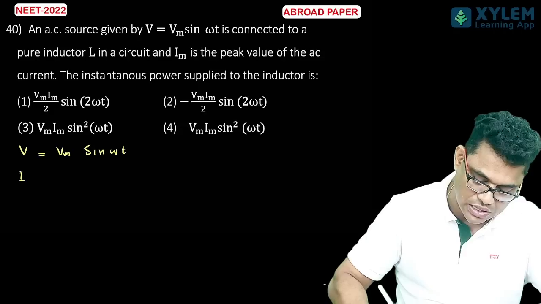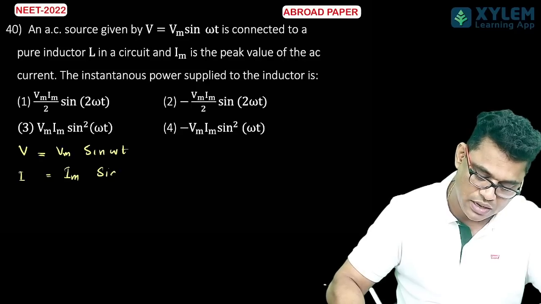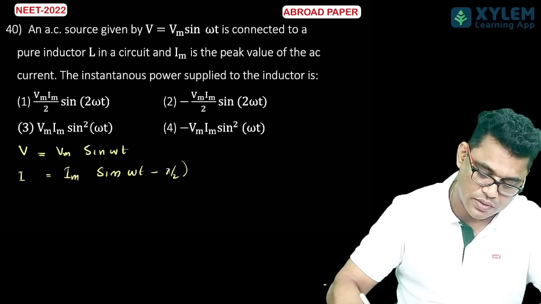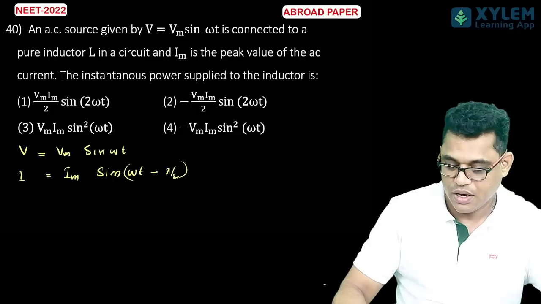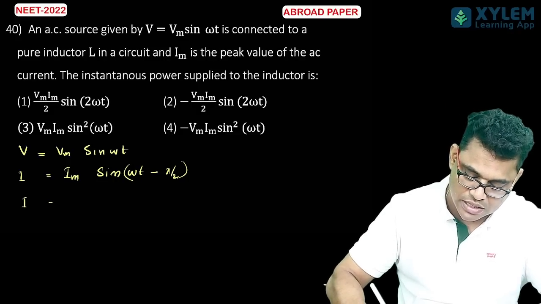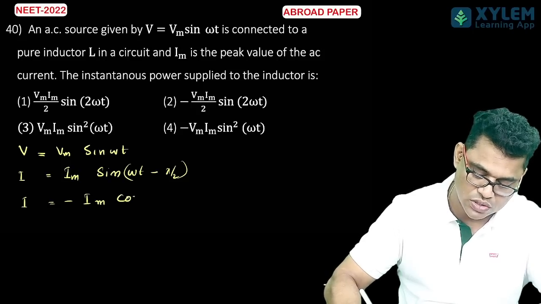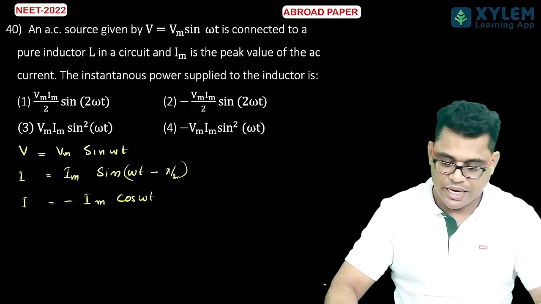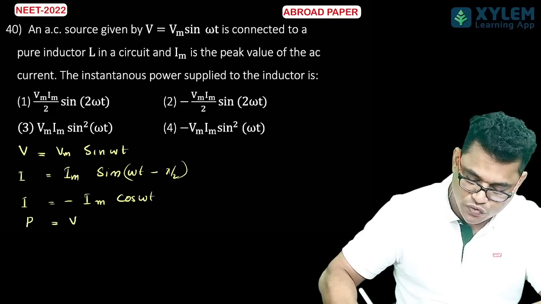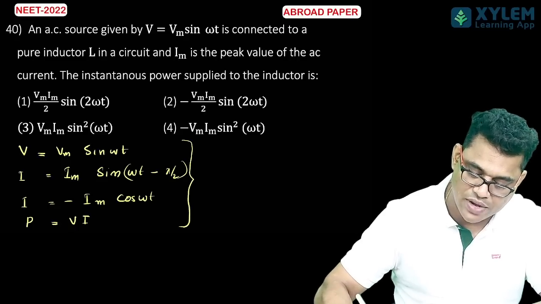Therefore, current I is equal to, it has a peak value Im, sin omega t, but current lags by pi by 2, you know, because it is an inductor. What is sin omega t minus pi by 2? That is minus cos omega t, isn't it? Therefore, I is equal to minus Im cos omega t. Then to find out the power, that is V into I. Just multiply these two. When you multiply, what will we get?